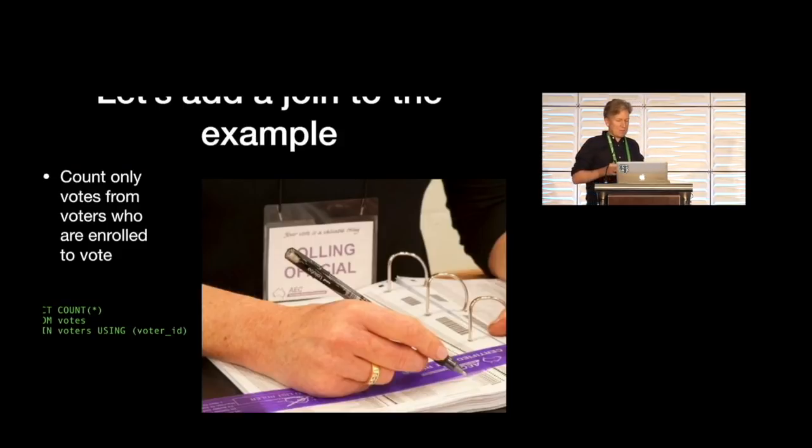So I want to make the example of the vote counting just slightly more complicated, but not very much. And I want to say I only want to count votes from voters who were enrolled to vote, who should have been voting, by a very simple cartoon-like definition of that. I'm just going to say we've got a table of votes and a table of voters. So this is the simplest way to do a join, or the simplest example of a join, I think.